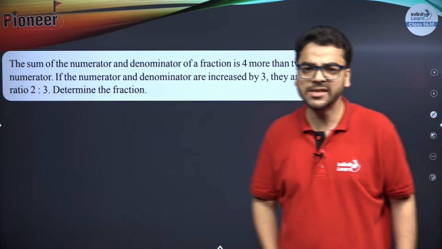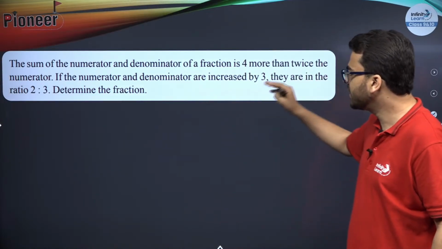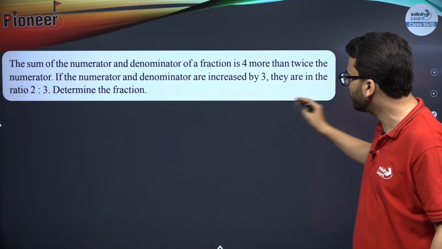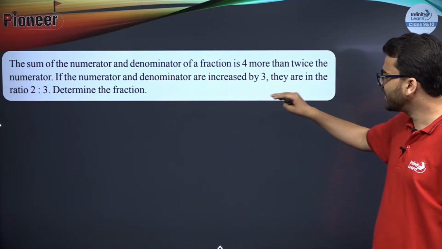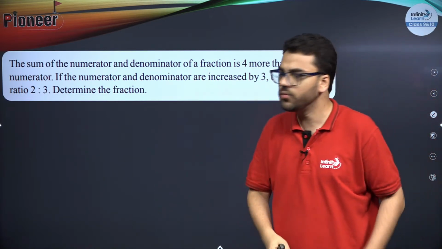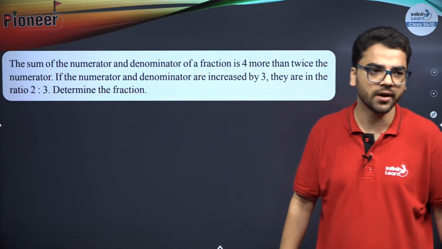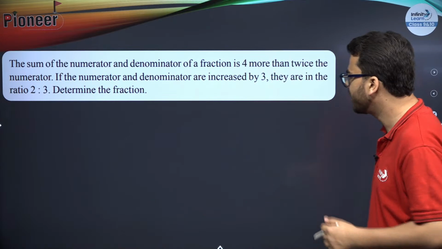Okay, now can we do this word problem over here? Try doing this one, guys. The sum of the numerator and the denominator of a fraction is 4 more than twice the numerator. If the numerator and denominator are increased by 3, they are in the ratio 2:3. You have to find the fraction. Okay, Sarvesh, try doing this one and let me know the answer.